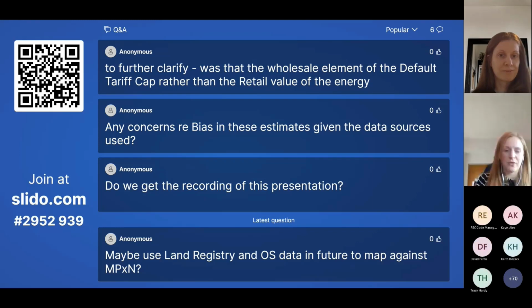Yeah, I can say it was the retail value of the energy. So we took the domestic and commercial rates and applied them. So it's not the wholesale, it's the retail value of the energy.